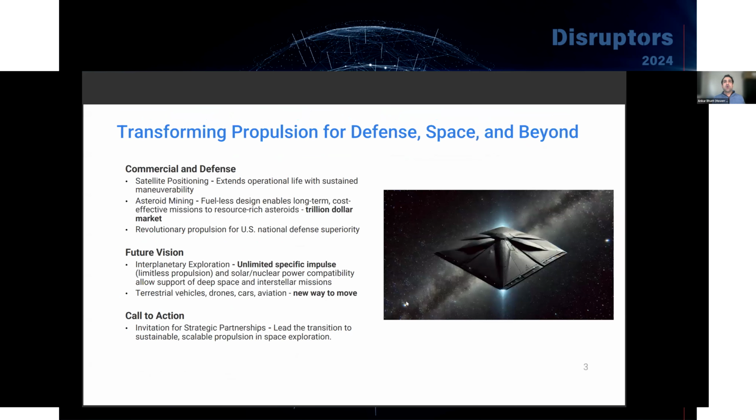So what does this all mean, right? That was just a bunch of technical stuff that I mentioned, but right away with this type of 2.5 millinewtons of force, we can automatically use this for satellite positioning, which can extend operational life with sustained maneuverability. Having this immense thrust to input power ratio could give you an infinite impulse potentially, and just give you satellite life that can last almost forever.